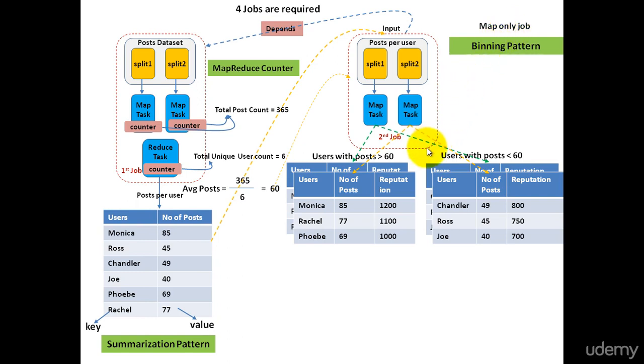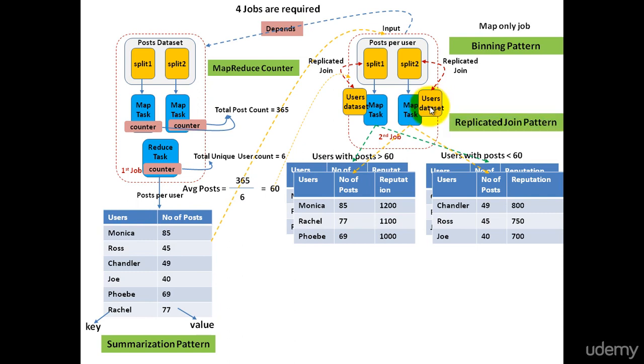Also, we need to show the reputation of each user. And the reputation field is available in the user dataset. So we have to join the user dataset with the filtered post dataset that is given as input to the second job. Here we are using a replicated join, where the user dataset is copied to each map task using the distributed cache. So in the second job, we are using the binning pattern and the replicated join pattern. And two bins are created from the second job.